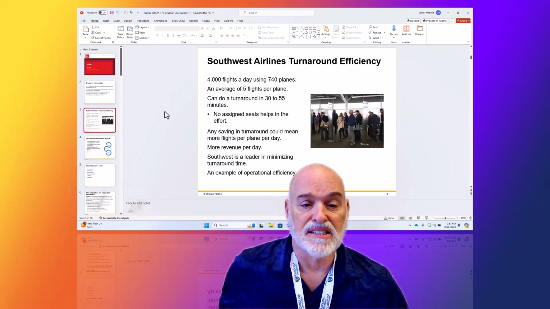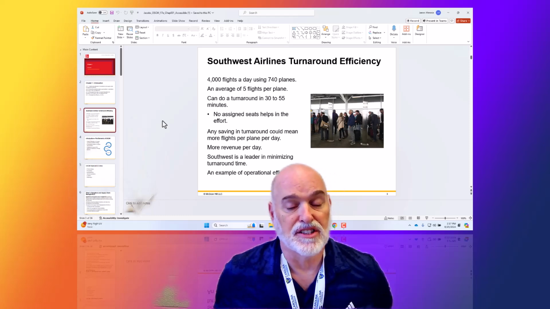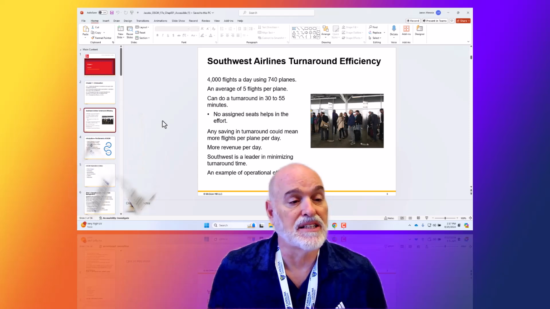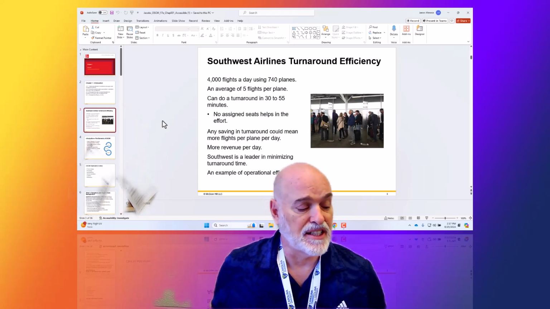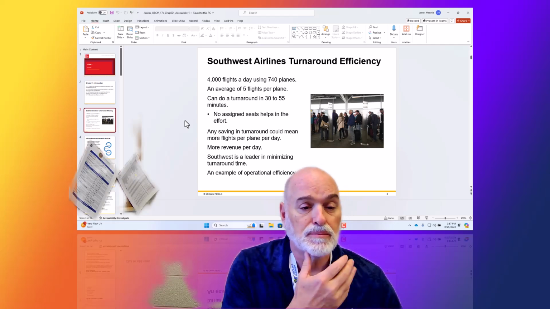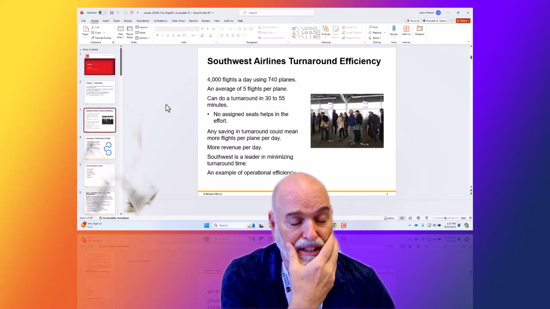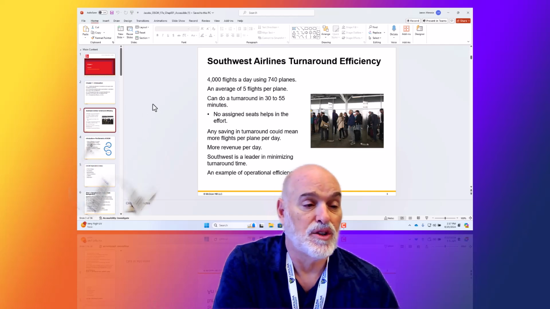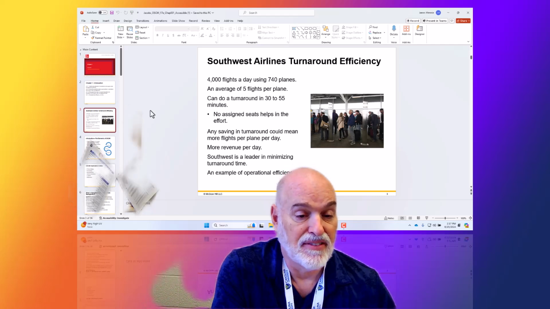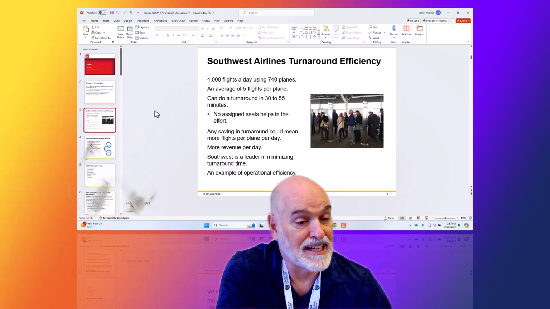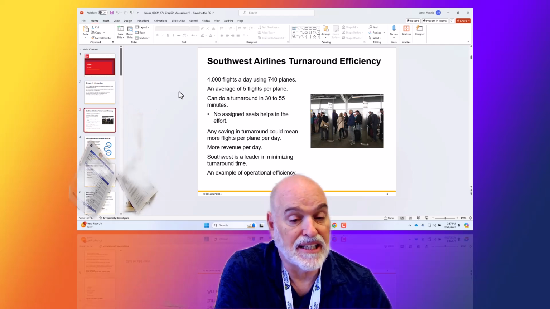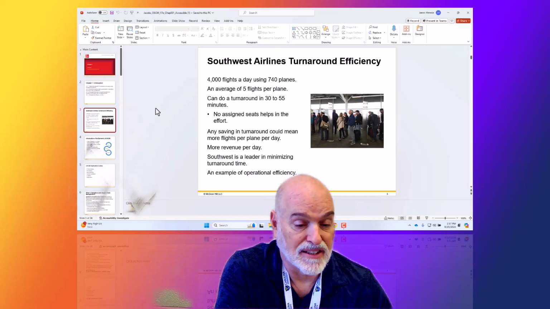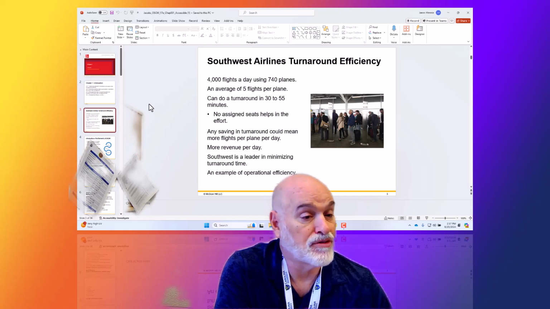Let's take a look at Southwest Airlines turnaround efficiency. I don't know if everyone here has flown on Southwest Airlines, but they're known for their efficiency, and they're known for being able to load planes and deplane rather quickly. Some of the facts concerning this company involve 4,000 flights a day using over 740 planes. There's an average of 5 flights per plane per day, and they can do a turnaround in anywhere from 30 to 55 minutes.